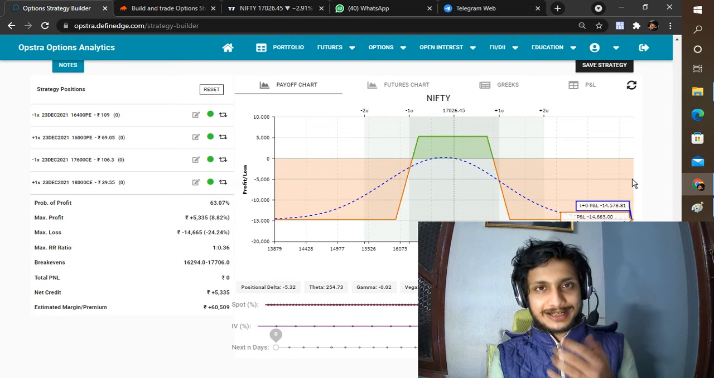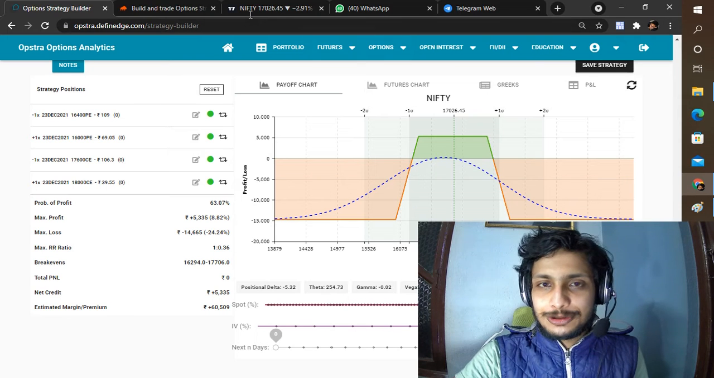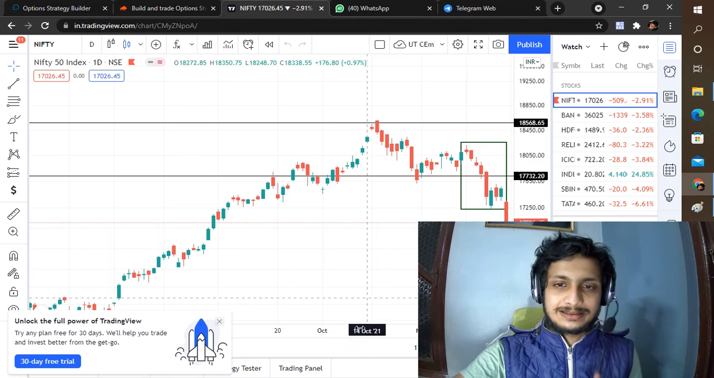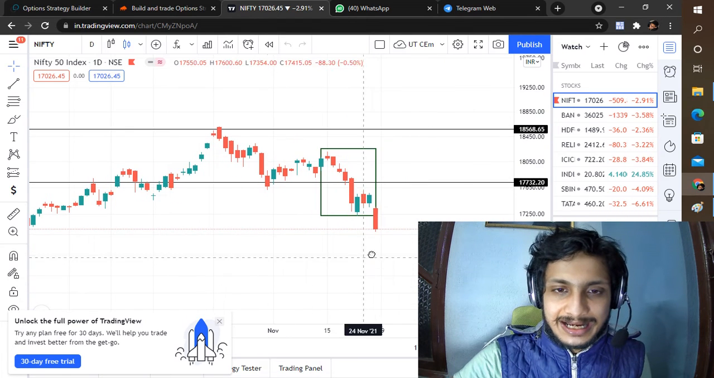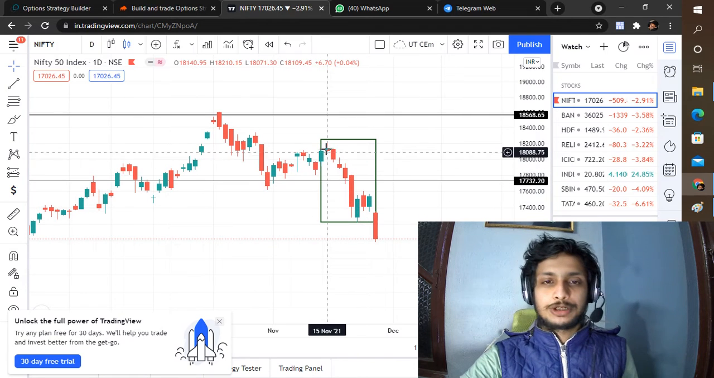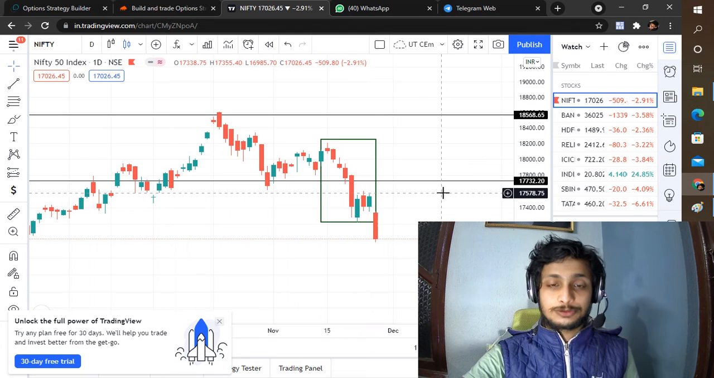Whenever the market starts trending instead of a range bound movement. So let me show you the trade, and let me show you the price action based upon which I had taken the trade. Here you can see that I had marked a rectangular portion. This was the time window. This was 15th of November, and this last green candle was 25th of November.